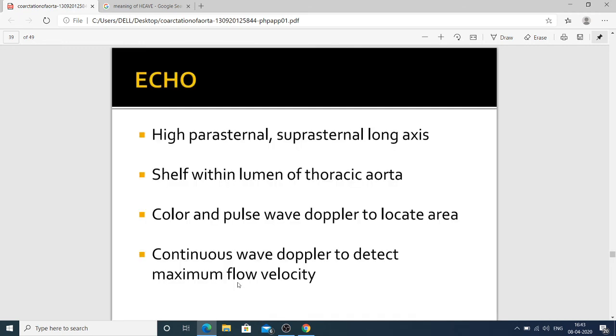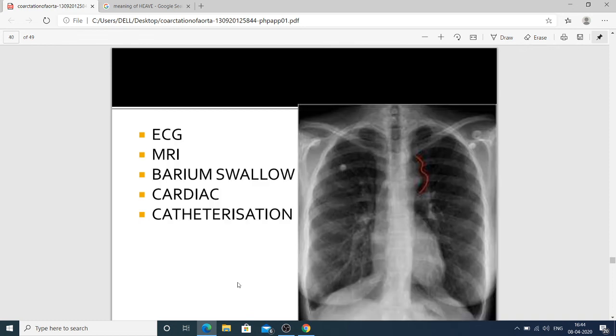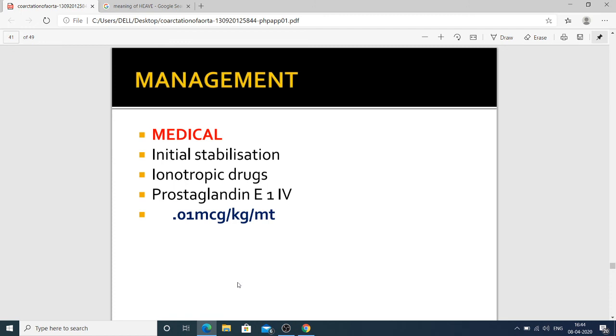The next one is echo: high parasternal, suprasternal, long axis, shelf within the lumen of the thoracic arch. These kinds of things we can find out with the help of echocardiogram. Then ECG, MRI, barium swallow and cardiac catheterization are also prescribed by the doctor. Then in medical management, initial stabilization, inotropic drugs, prostaglandin 0.01 mcg per kg.